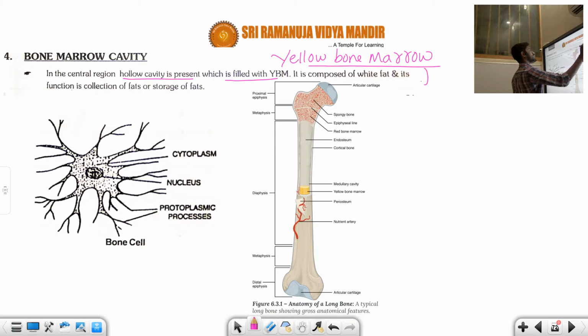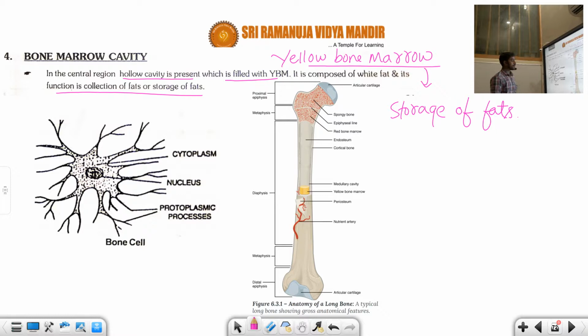What is the function of yellow bone marrow? It is the storage of fat. Storage of fats. So the function is collection or storage of fats. Now see, students, this is about the bone cell diagram. I already drew this one. This is a very important point. We are talking about the bone marrow cavity, which generally appears in the whole bone.